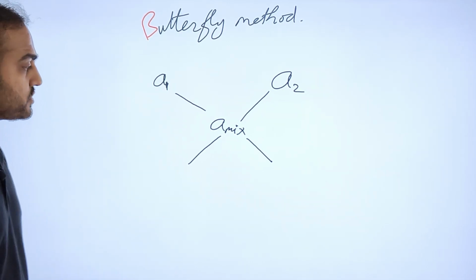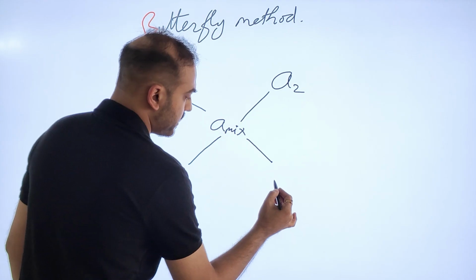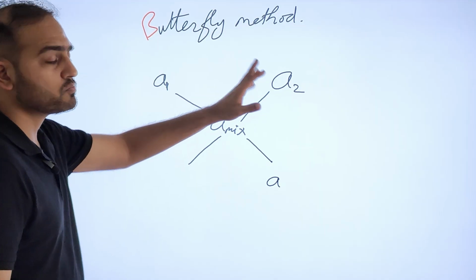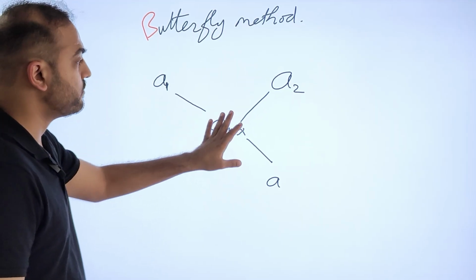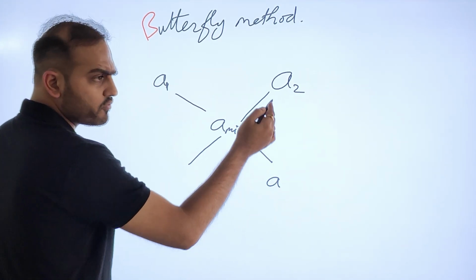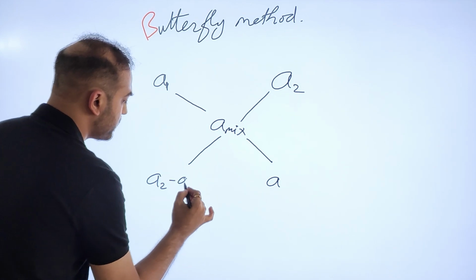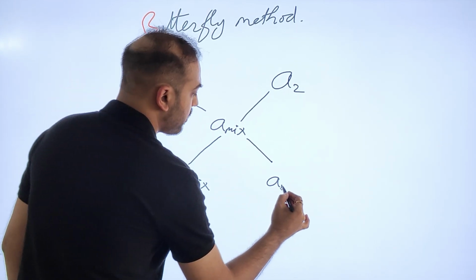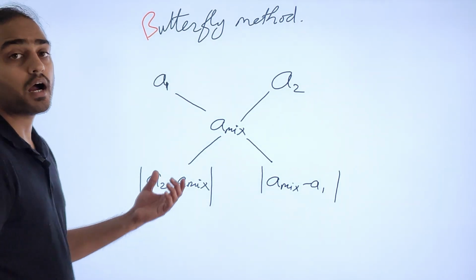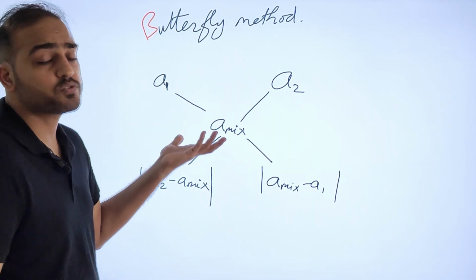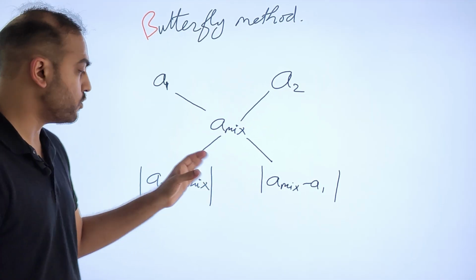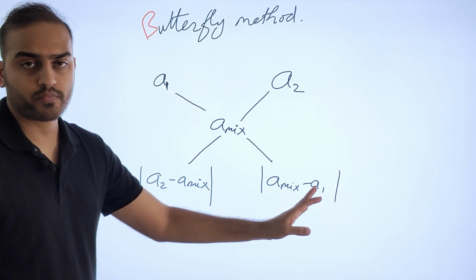Then we make the crisscross sign, and we subtract. Again, A mix will be greater than one and smaller than the other, because it will lie between the two. So we cross multiply, or we make a cross and subtract. I'm just writing a modulus sign here because it has to be positive. Right now I don't know which one is greater and which one is smaller. A mix will be greater than one and smaller than the other, which one I don't know, that is why I have put the modulus.